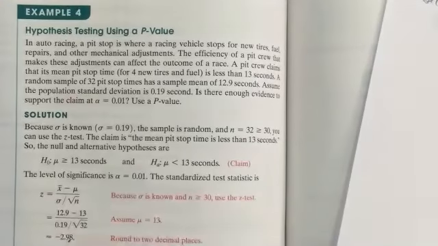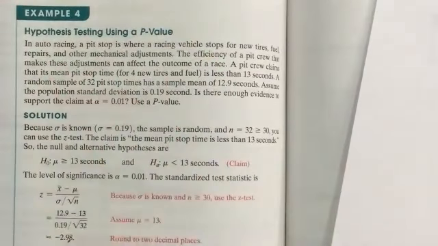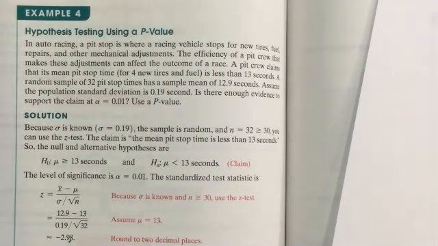It says, in auto racing, a pit stop is where a vehicle stops for tires and fuel and repairs and other mechanical adjustments. The efficiency of a pit crew that makes the adjustments can affect the outcome of the race. A pit crew claims that the mean pit stop time for tires and fuel is less than 13 seconds. So maybe they're vying to move up in the world and be a pit crew for a celebrity or something. A random sample, and so you say, well, I don't know, maybe it's a little more, maybe it's a little less.